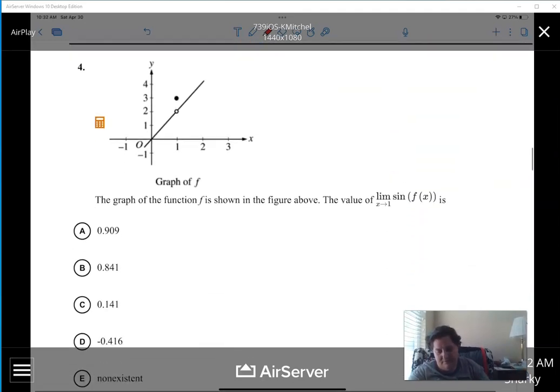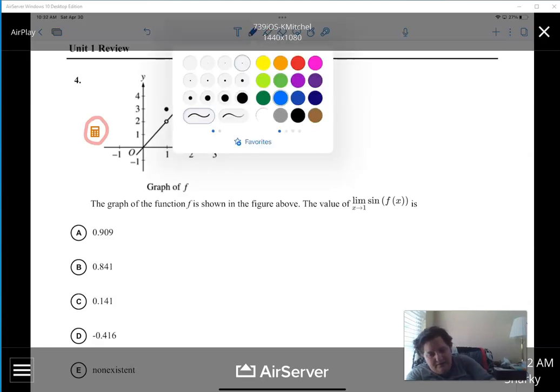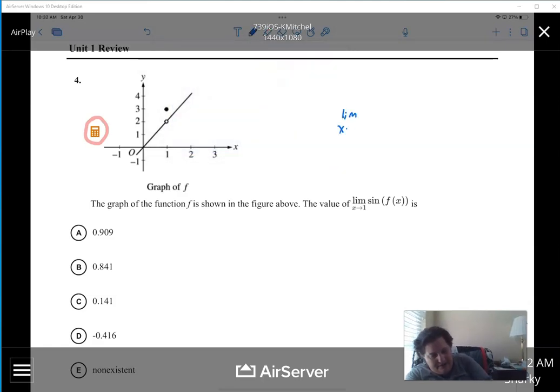Alrighty, moving on to number 4. This is a calculator question. On these little reviews, when you see that, that means it's a calculator question. So I'll show you guys. I have a calculator I can pull up and then we can look at. All right. The graph of the function is shown in the figure above. The value of the limit as x approaches 1 of sine of the function is.